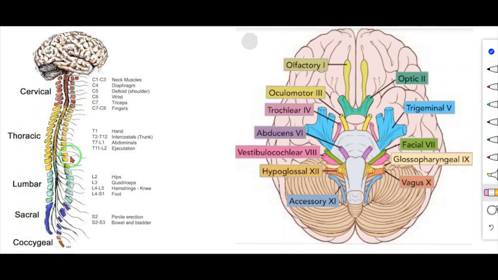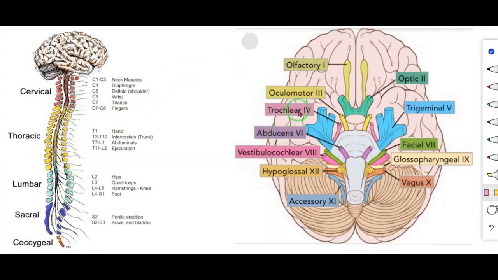Then each spinal nerve has a dorsal sensory root and a ventral motor root. So two roots are there. The direction of impulses in the dorsal spinal root is towards the spinal cord, and in the ventral root it is away from the spinal cord. So this is the spinal nerves.